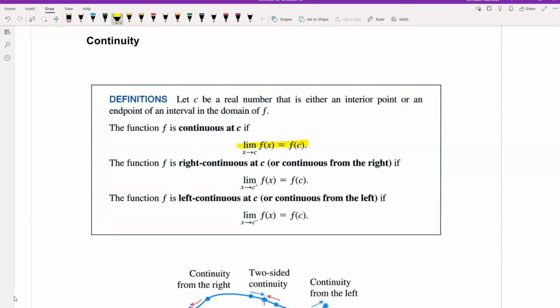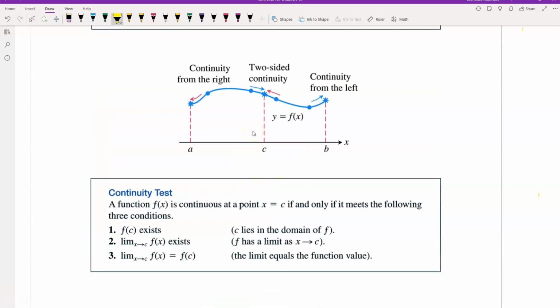The function f is right continuous at c, or continuous from the right, if the limit of f of x as x approaches c from the right is equal to f of c, and the function f is left continuous at c, or continuous from the left, if the limit of f of x as x approaches c from the left is equal to f of c.